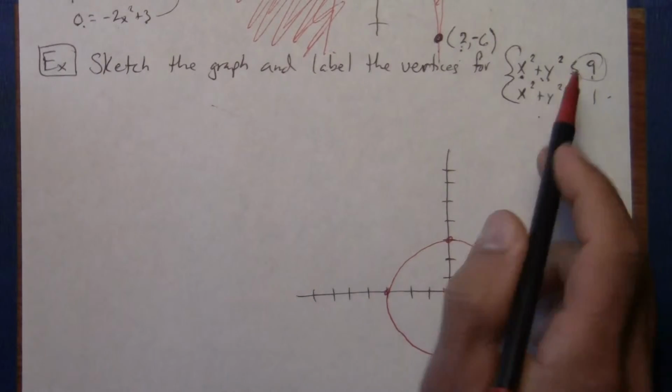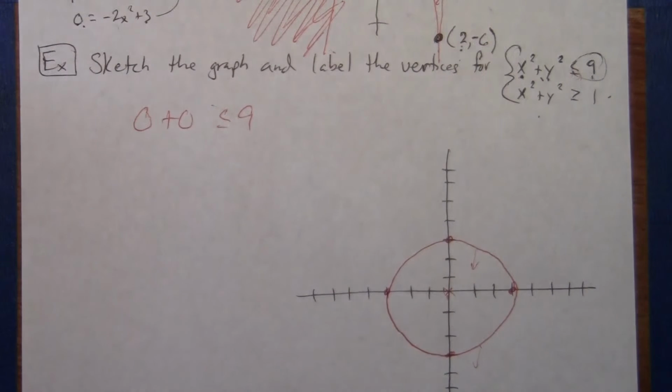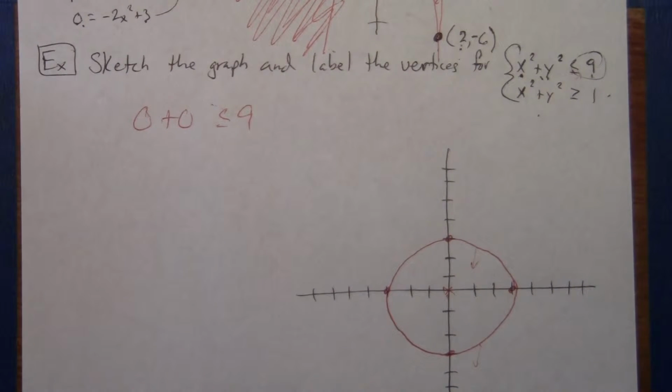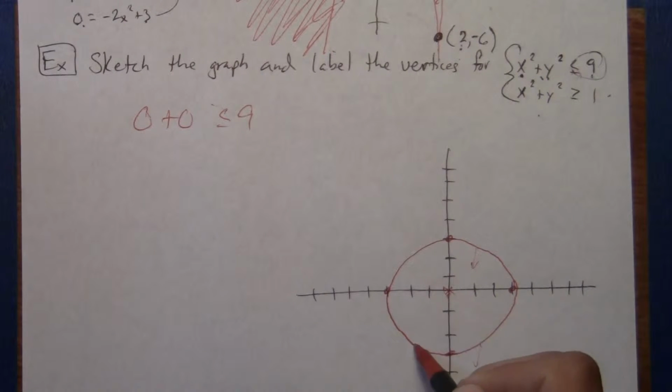If you put 0 in for x and 0 in for y, you're going to get 0 plus 0 is less than or equal to 9. Is that true? Sure it is. 0 is less than or equal to 9, which means you are shading toward the center. Basically, you are shading inside of that circle.